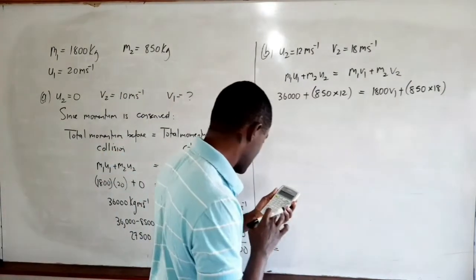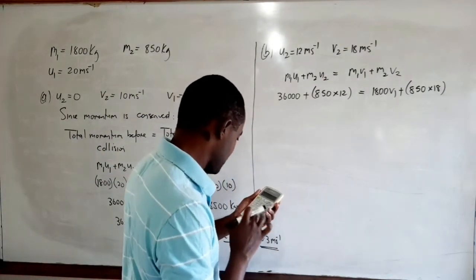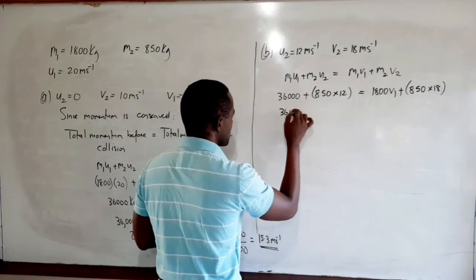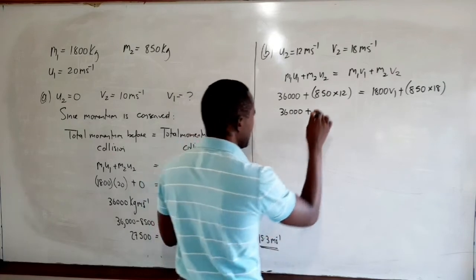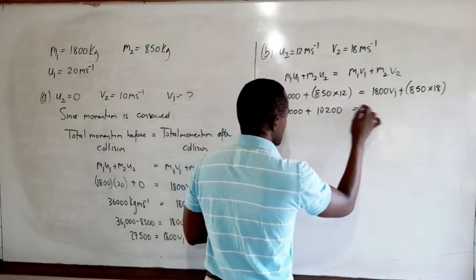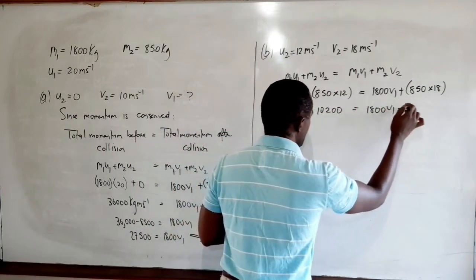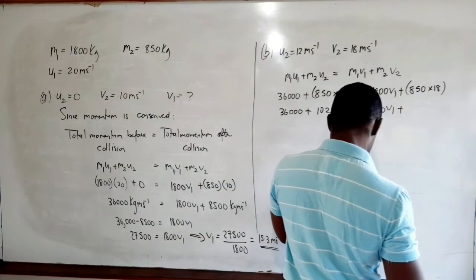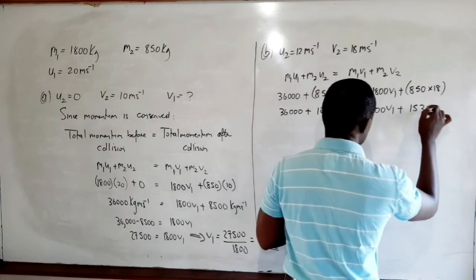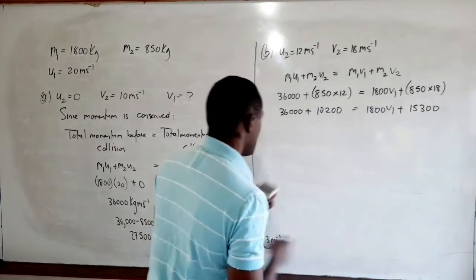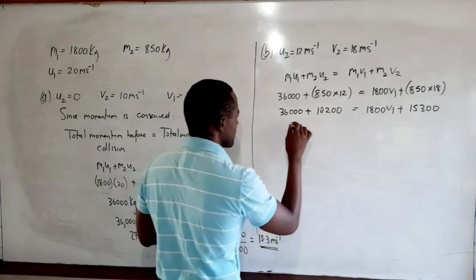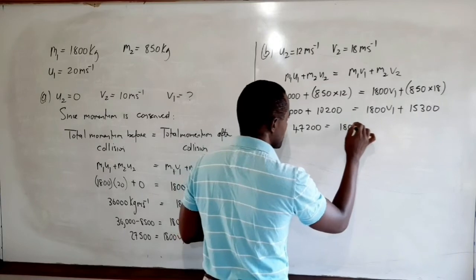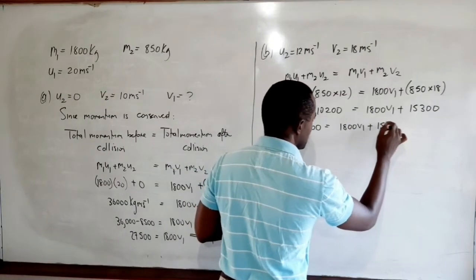So we have 850 times 12, so this gives us plus 36,000, plus 10,200. This is equal to 1800 V1 plus 15,300, right? So we add these all up, we get 47,200 equals 1800 V1 plus 15,300.